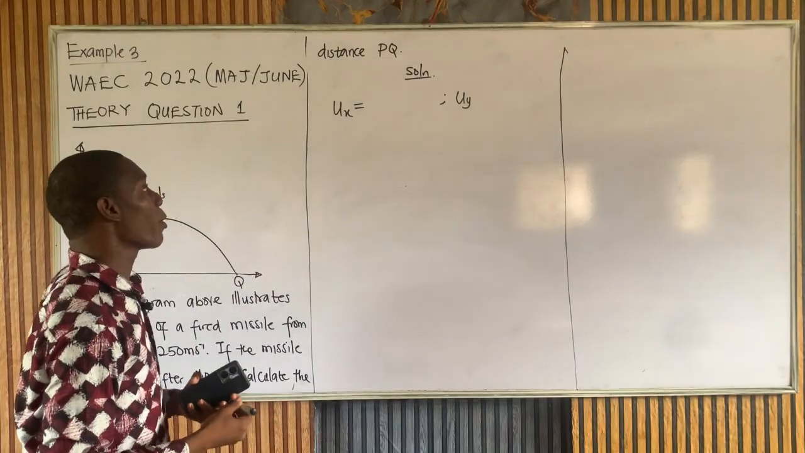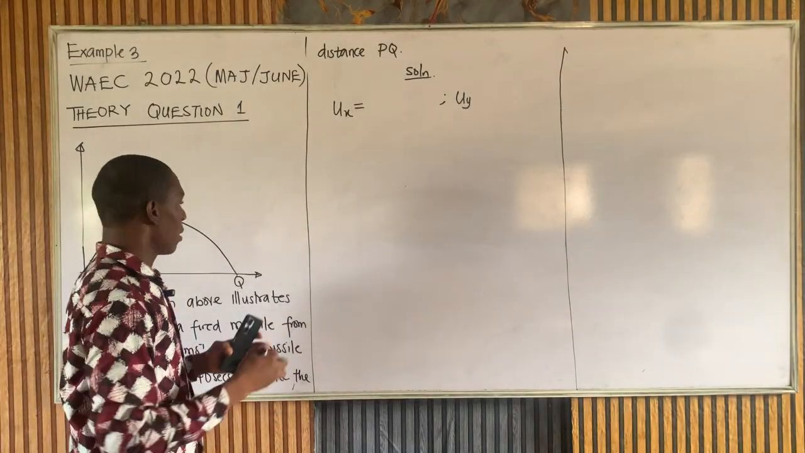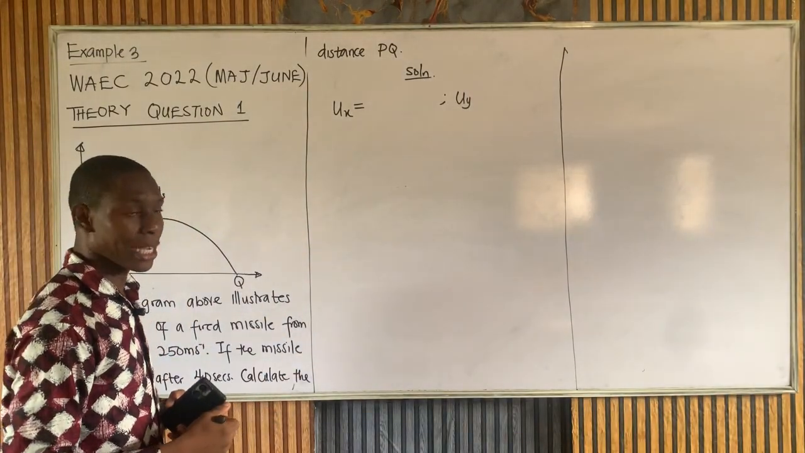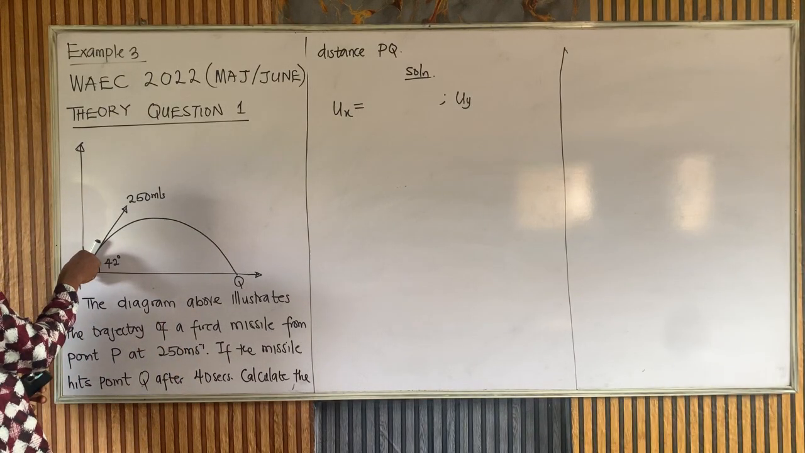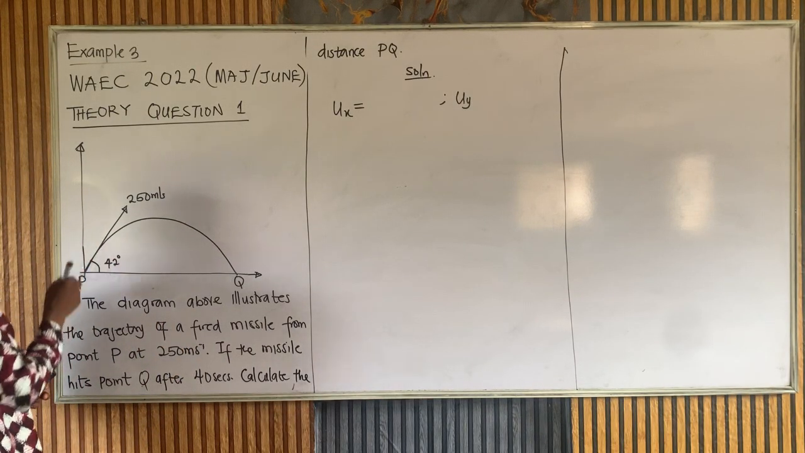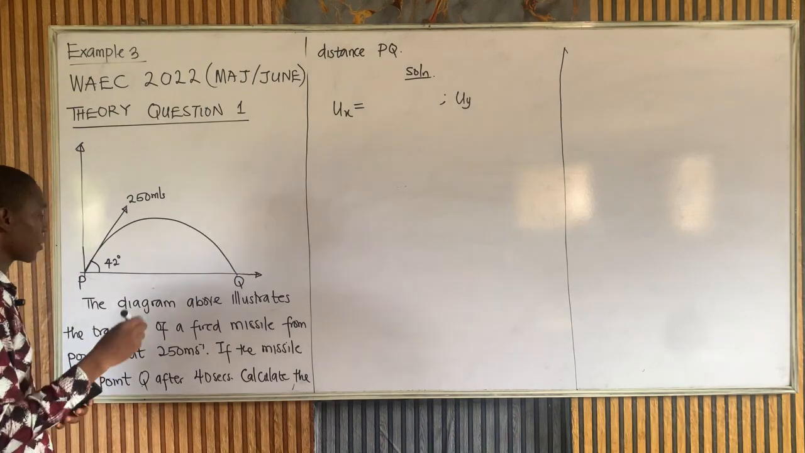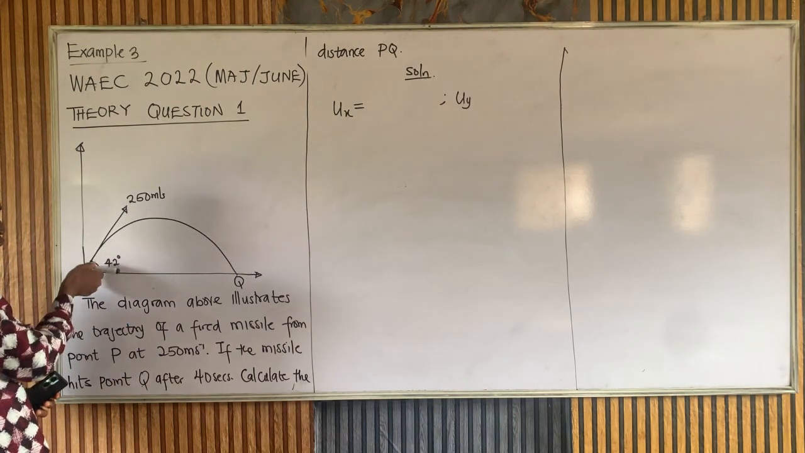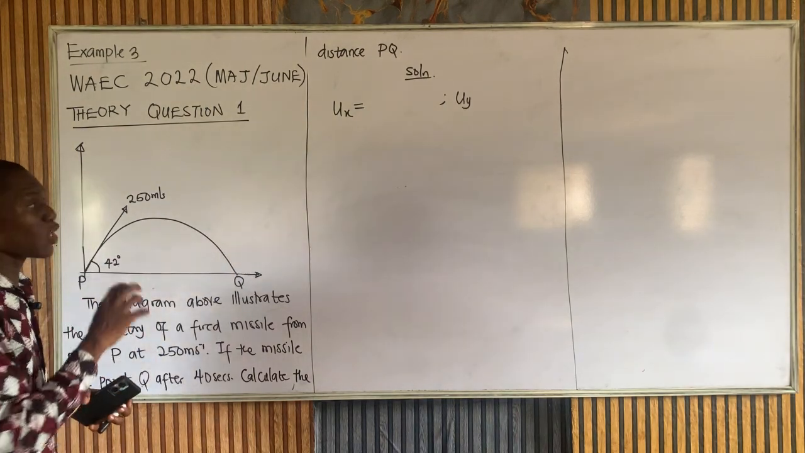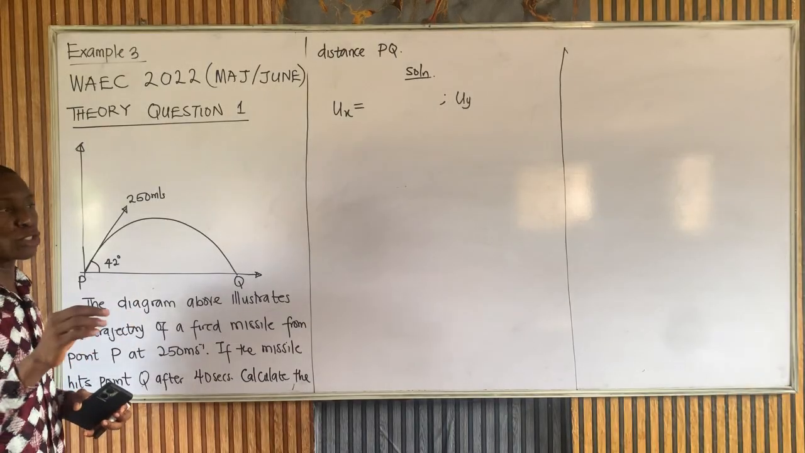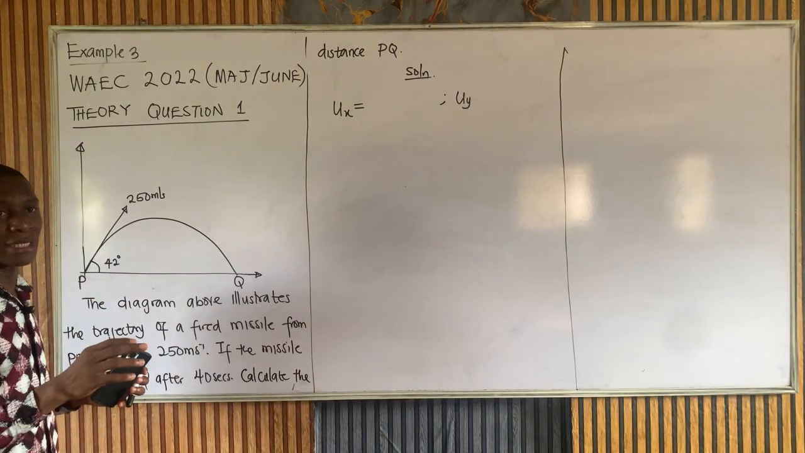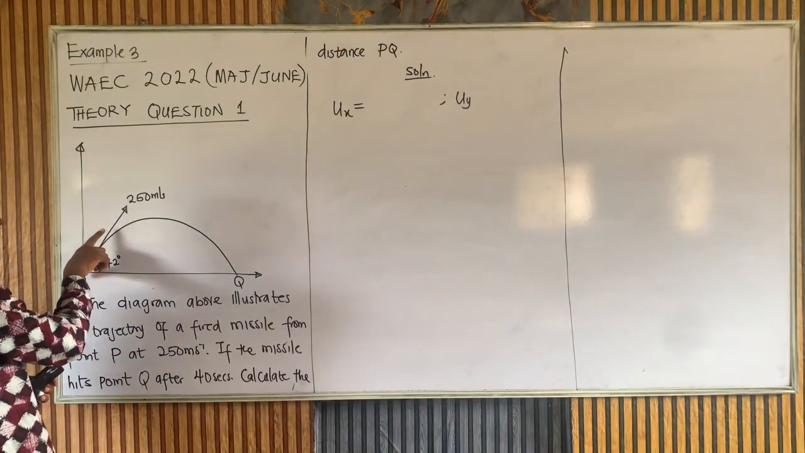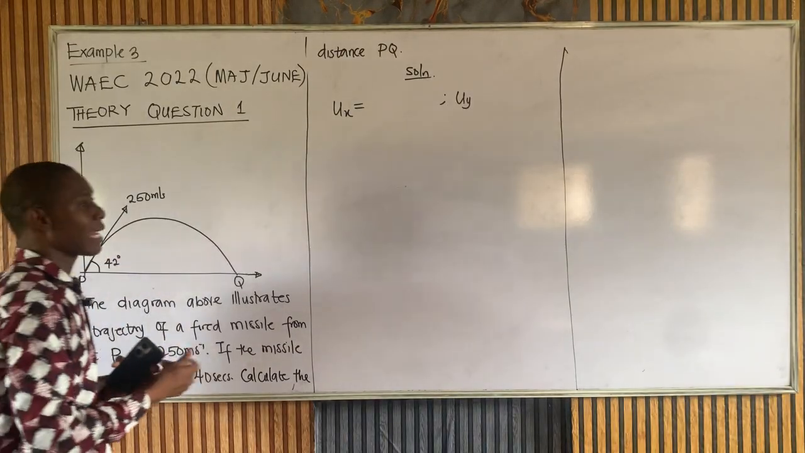Now, we will only be using ux, but still pay close attention. To get ux is to resolve this vector, this velocity, horizontally. A velocity is a vector, so I hope you understand. Resolving this horizontally. Now, if you don't know how to do that, I will drop a link to our video on resolution of vector, and easily you can solve that.